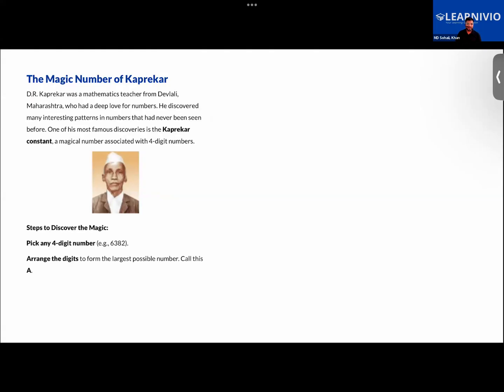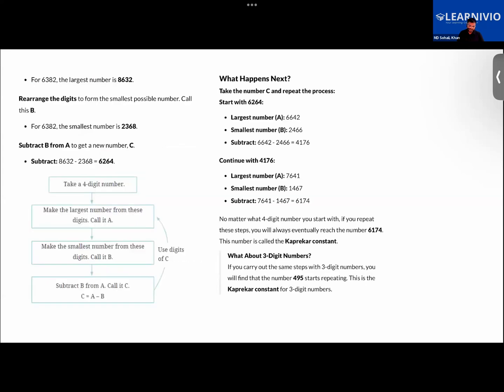So Dr. Capricorn was a mathematics teacher from Devlali, Maharashtra. It's a place in Maharashtra. He had a deep love for numbers. He used to play with numbers and explore their patterns. One day he discovered a very interesting pattern that was never seen before. What he basically did was pick any 4-digit number, say 6,382. This number was arranged to form the largest possible number, called A, and then arranged to get the smallest possible number, called B.